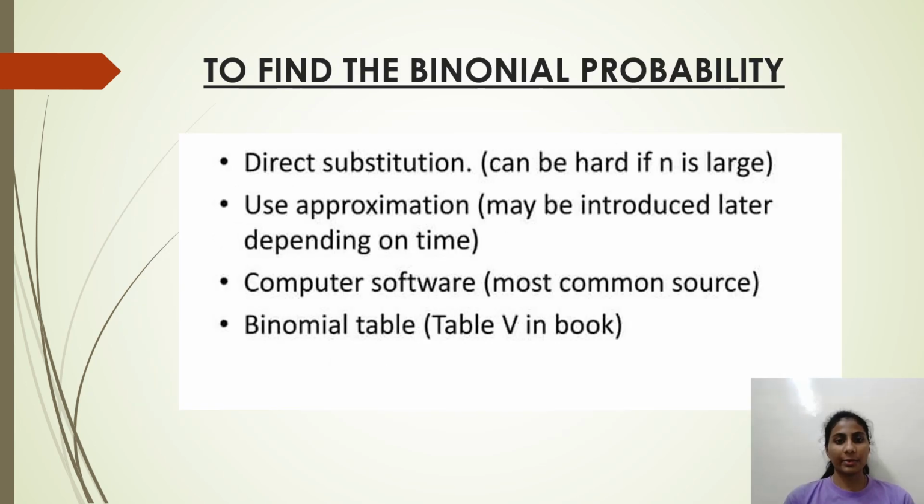To find the binomial probability, we can use direct substitution, approximation, computer software and the binomial table. Direct substitution can be hard if n is large. Using approximation, we can also find the binomial probability. Computer software is the most common source, as most people compute binomial probabilities with computer software. The binomial table is Table V.